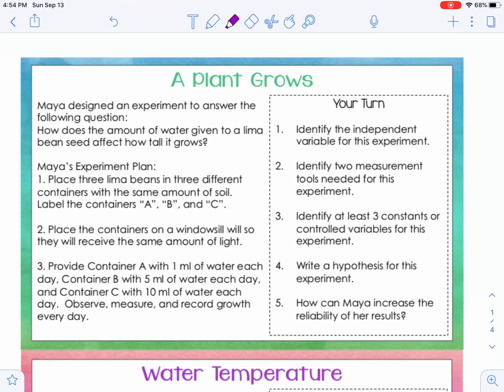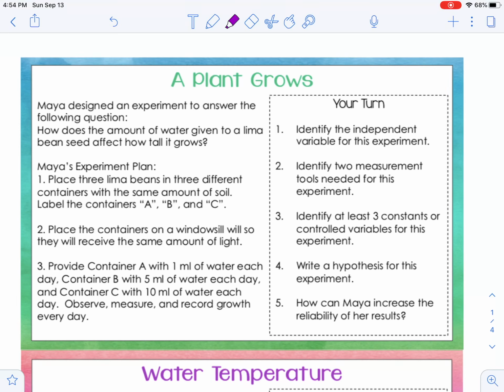So Maya's experimental plan. Place 3 lima beans in 3 different containers with the same amount of soil. Label the containers A, B, and C. Place the containers on a windowsill so they receive the same amount of light. Provide container A with 1 milliliter of water each day, container B with 5 milliliters of water each day, and container C with 10 milliliters of water each day. Observe, measure, and record growth every day.